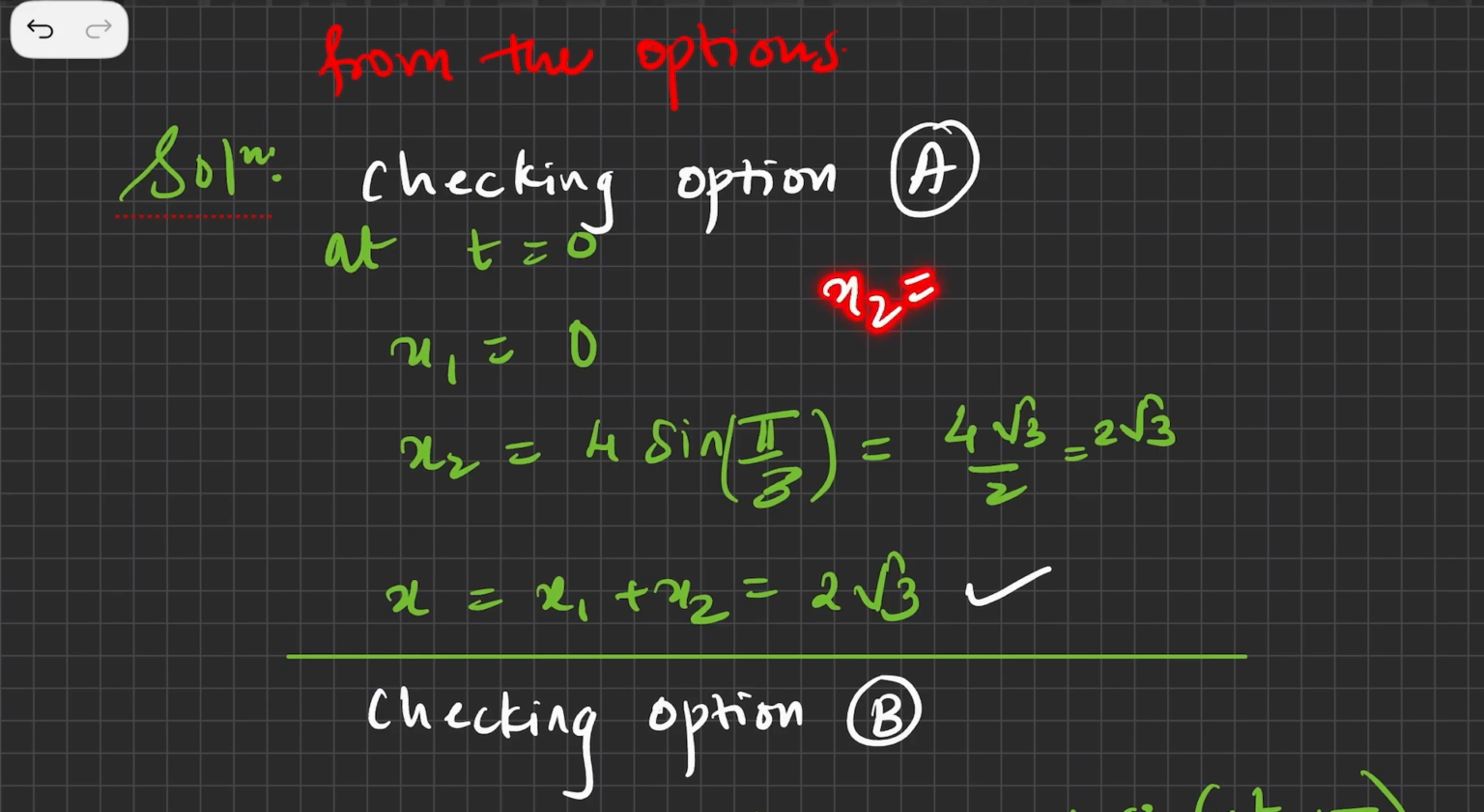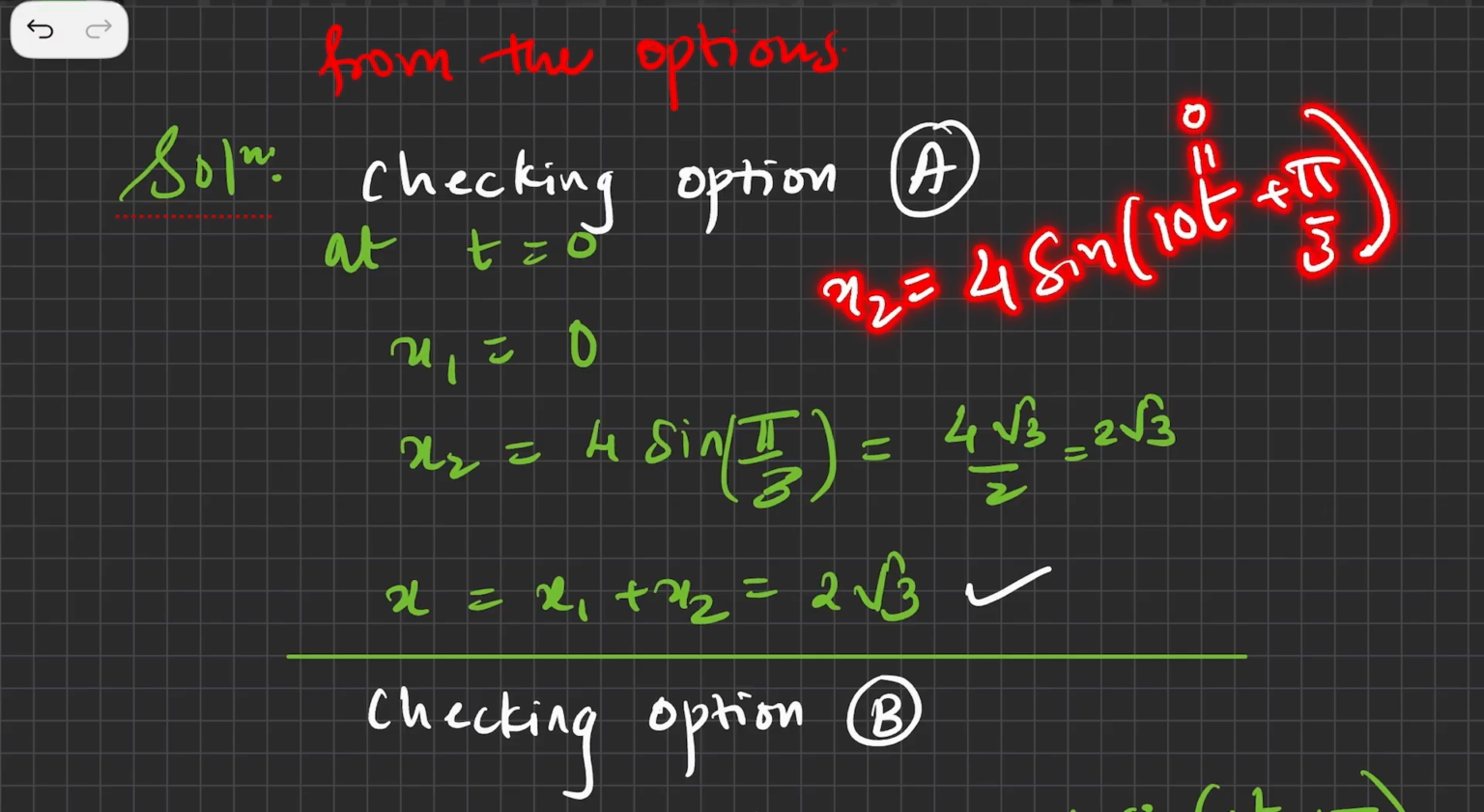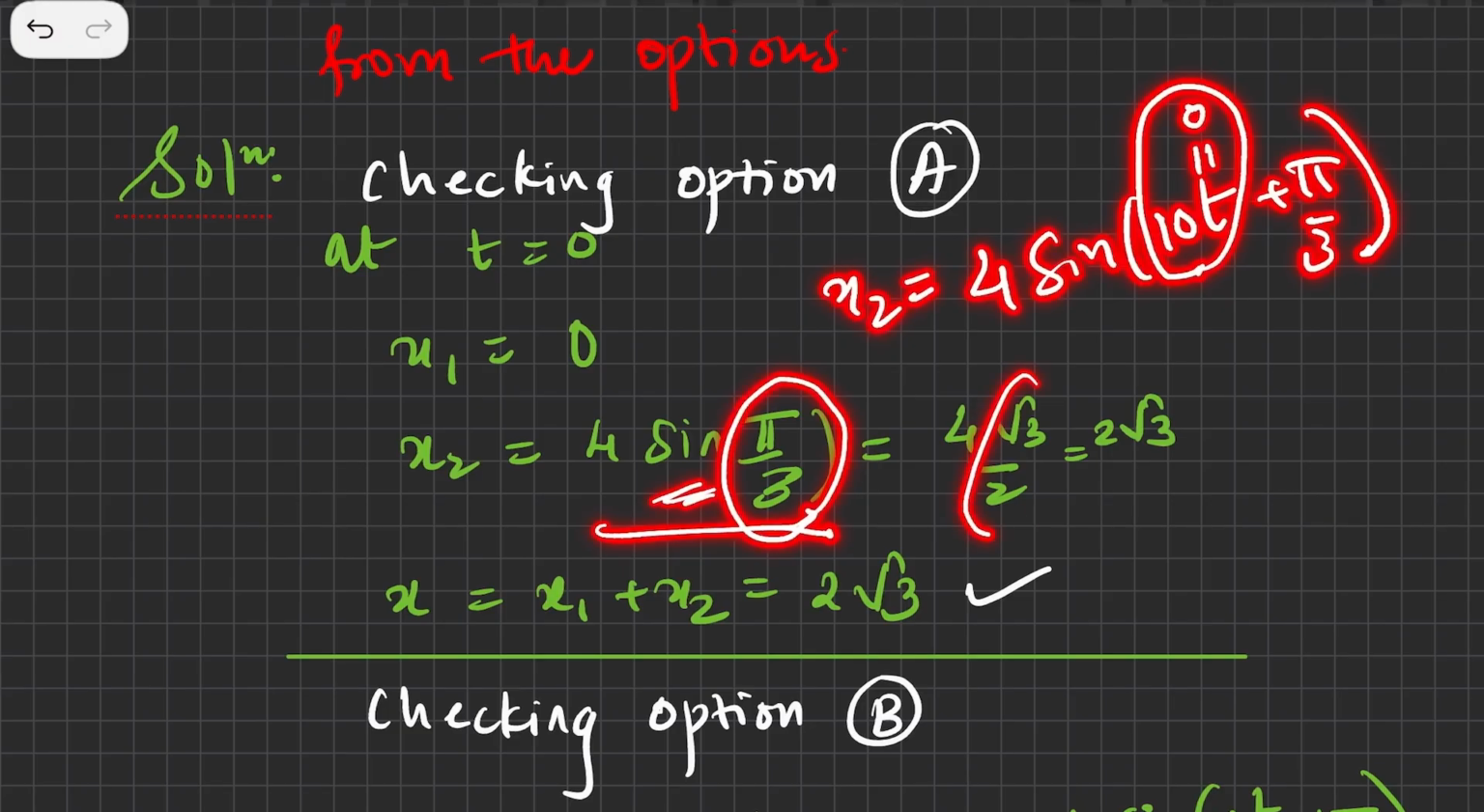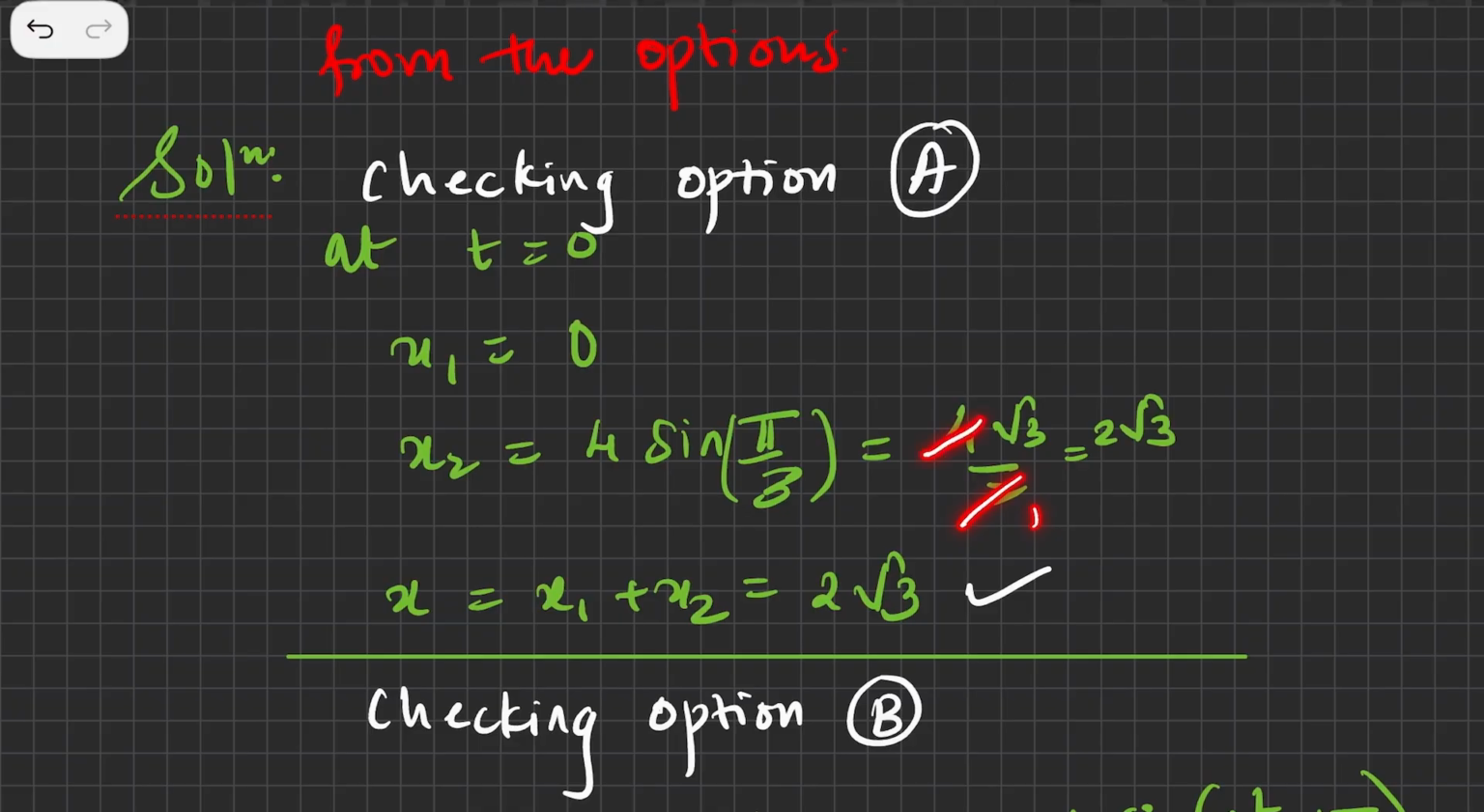In place of x2 I have again put the same thing. So the equation for x2 is 4 sine(10t plus pi by 3). If I put time equal to 0, this entire thing goes to 0. So what remains is 4 sine pi by 3. Sine pi by 3 is sine 60 degrees, which is root 3 by 2. So I cancel the 2s and I get 2 root 3. This is x2, and I'm getting x1 as 0 at time t equal to 0.